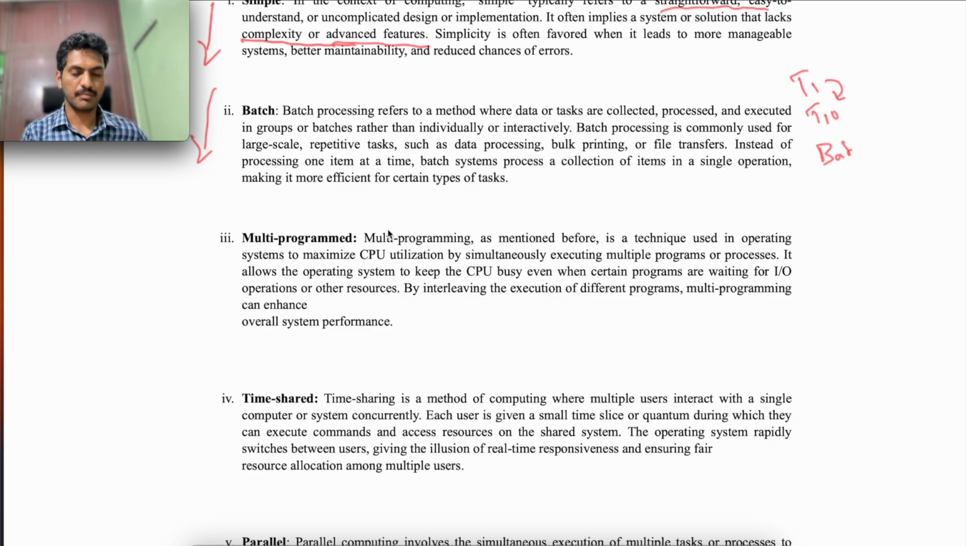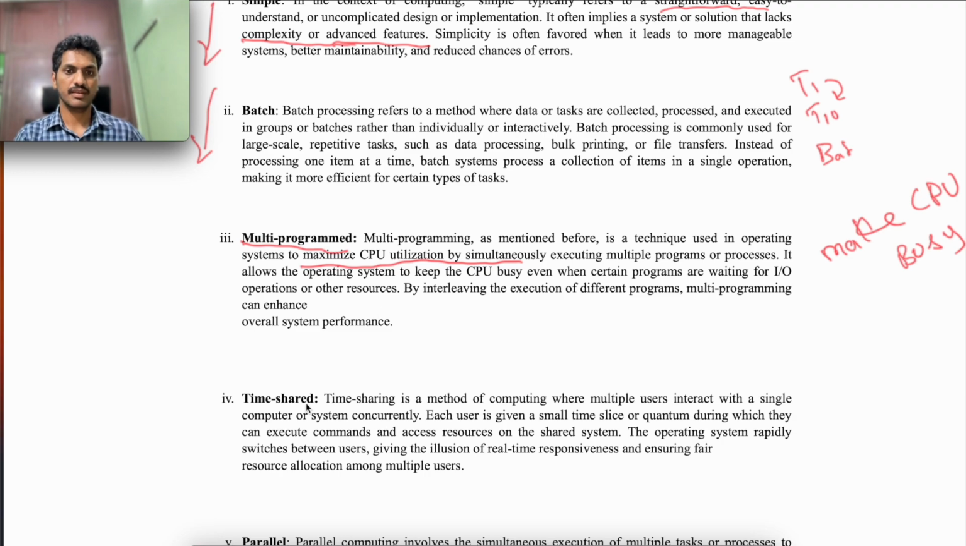Next one, multi-programming. Multi-programming means running multiple programs at a time. It is so simple. As the name indicates, multiple programs. Why multiple programs? To maximize the utilization of CPU. So the only idea is to make the CPU busy.